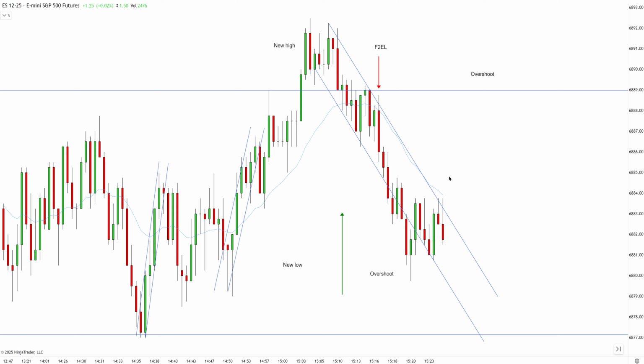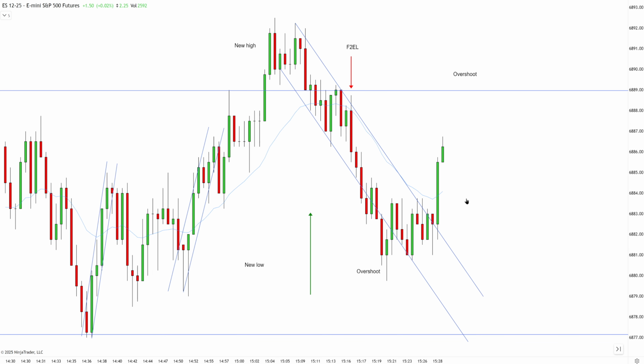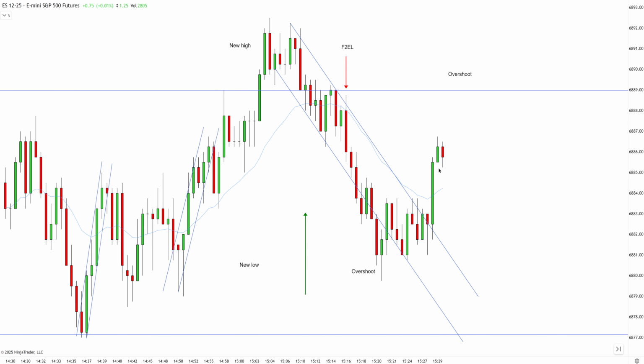We have some overshoot. When I'm watching this live and I see a break of the trend, I still expected some double trap, but notice what happened. We have a significant push above EMA. So at this point, I have to ask myself, hold on, what's happening?